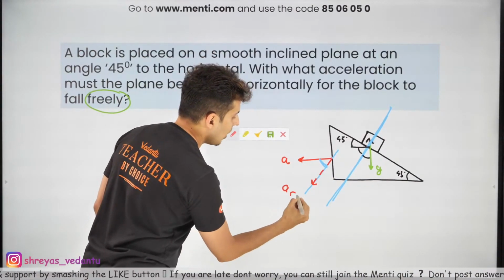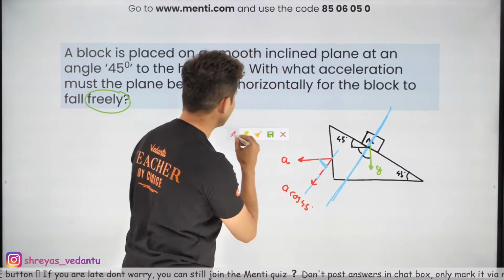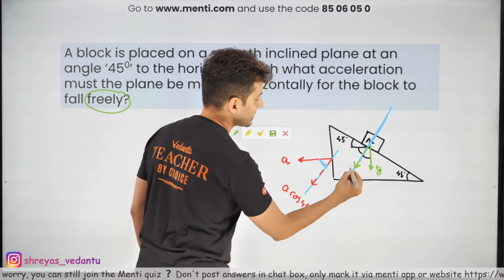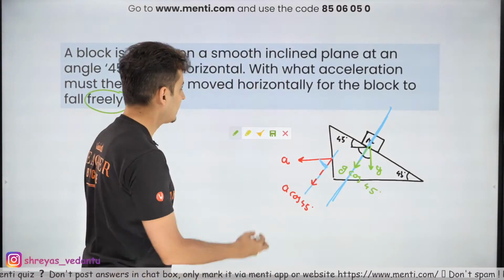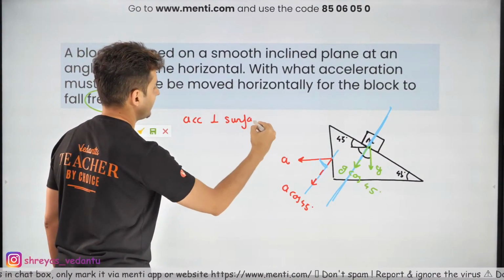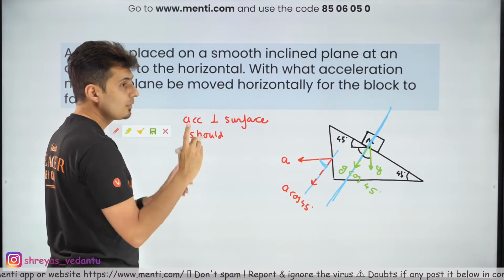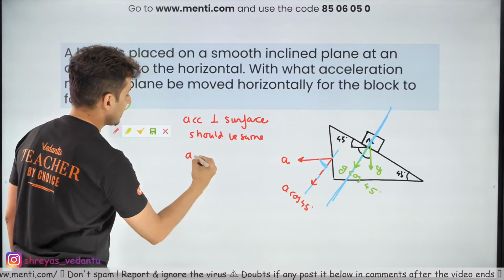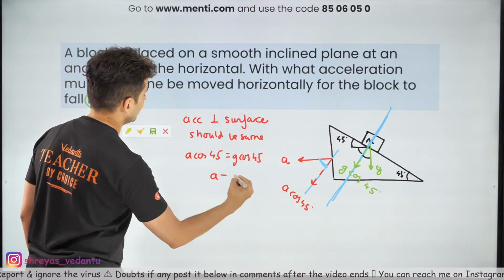So guys, what will be this component? This will be A cos 45. Acceleration's cos 45. What will be this G's component over here in this direction? What will be this component? It will be again G cos 45. So shouldn't these components be equal? Accelerations perpendicular to the surface should be equal. I have told you this during constrained motion class. If you have not attended that, please attend it. Should be the same. Therefore, A cos 45 should be G cos 45. So therefore, A is equal to G.